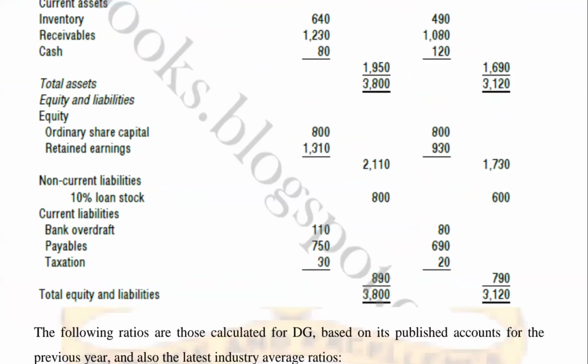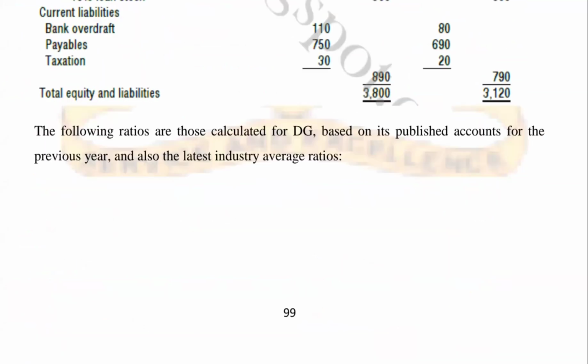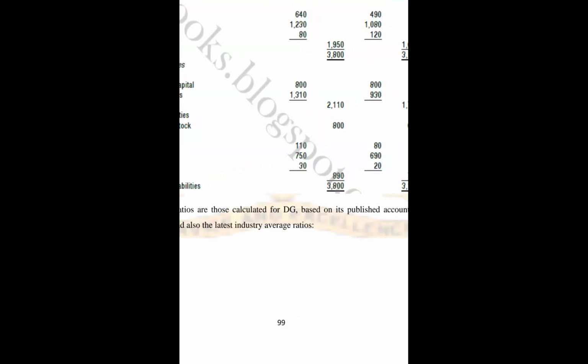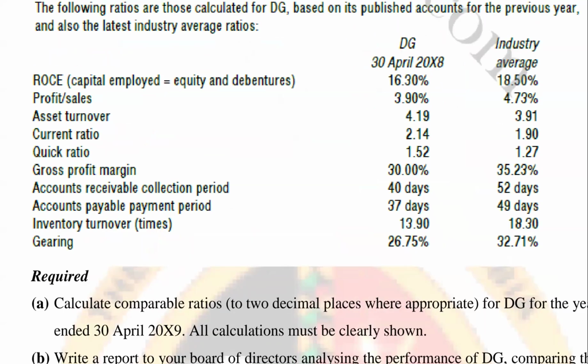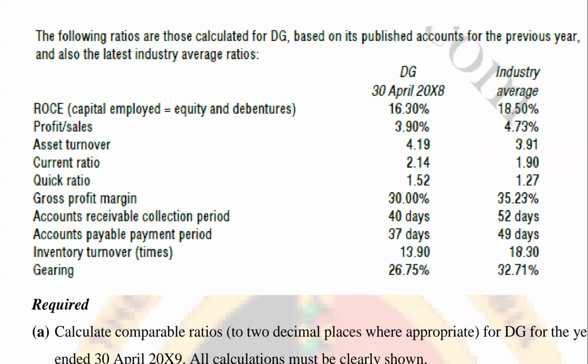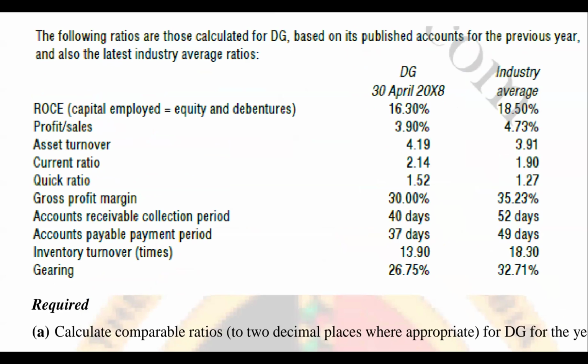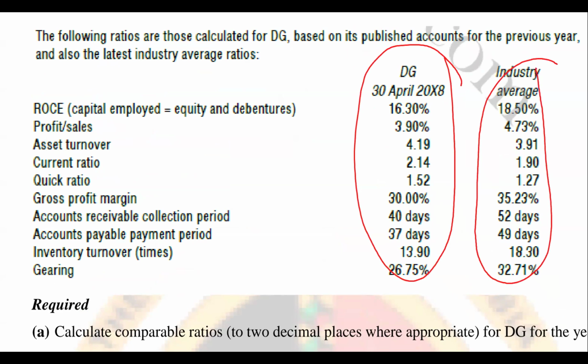So what is required of us is to do the ratios. The following are some of the ratios that we are supposed to do, written on the very question. Let me just show you the ratios. You are supposed to compute and calculate the comparable ratios to two decimal places. For the year 2018 we have these ratios, and we have the ratios for the industry, but we don't have the ratios for 2019. So we want to do corresponding ratios for the year 2019.